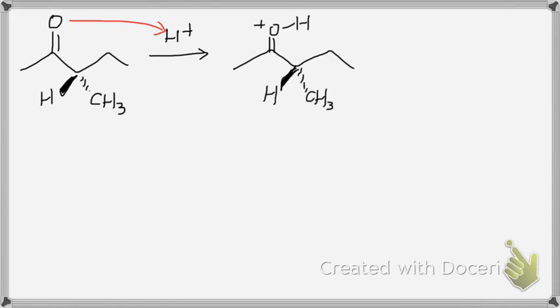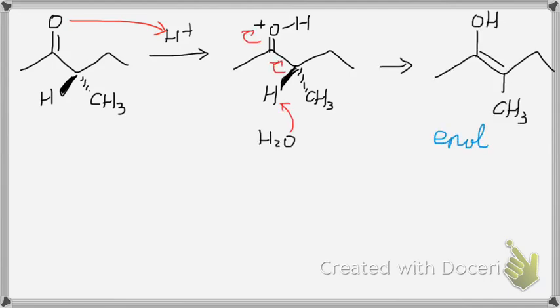Let's say under acidic condition, the first step will always be protonation. The carbonyl oxygen will be protonated. Next step, water will take the alpha hydrogen, form the C=C double bond, and break the C=O double bond. So you get the enol form. This is how the enol form is formed under acidic condition.